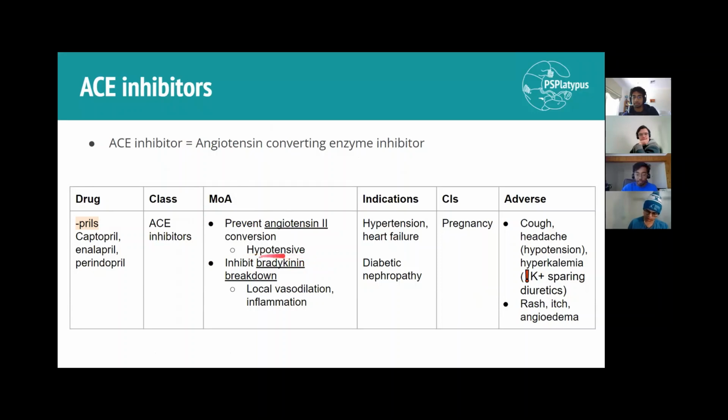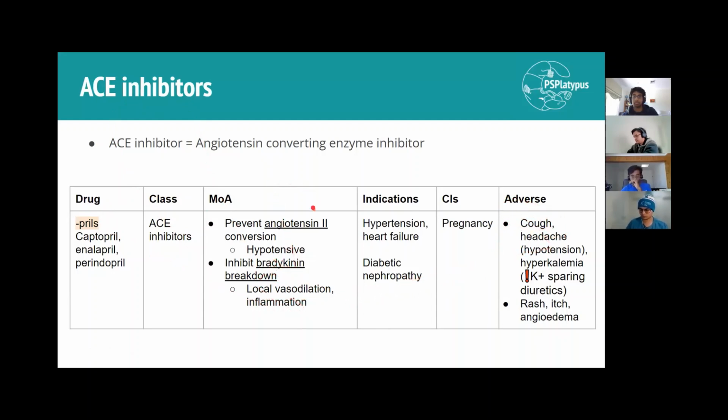It can have a hypotensive effect since we're opposing hypertension. One more thing is that it inhibits bradykinin breakdown. Bradykinin is something that is seen in inflammatory responses. So by inhibiting its breakdown, we increase bradykinin, which increases local vasodilation and leads to increased inflammation.